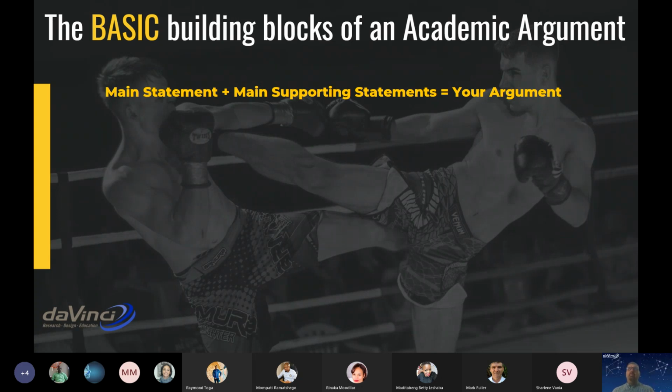When we build an academic argument, what we are effectively doing is positioning our view, our main idea, and we call that a main statement. The main statement is supported by supporting statements. So we say, this is how I feel, this is my stance, this is my view, and these are the reasons for me taking that particular stance. Together, your main statement and your supporting statements, or your evidence or rationale, form your argument.